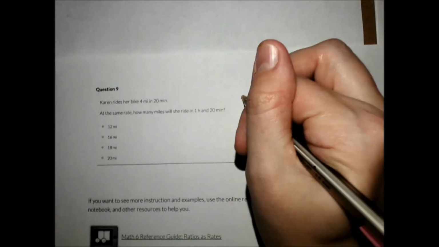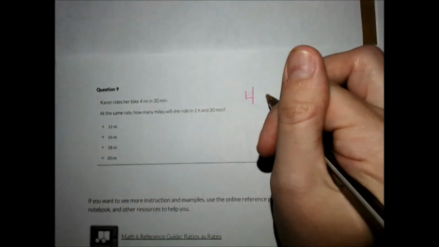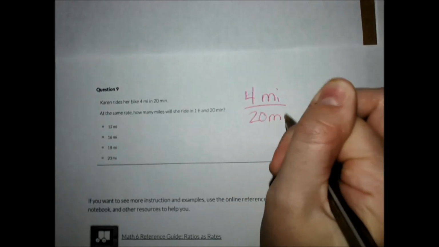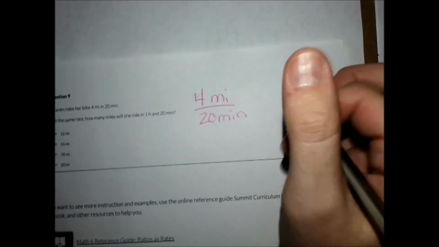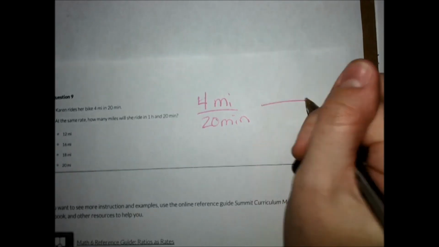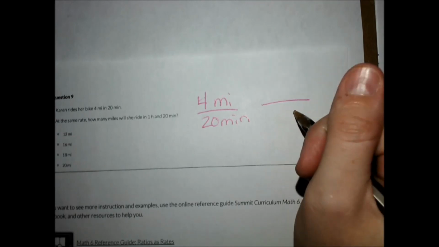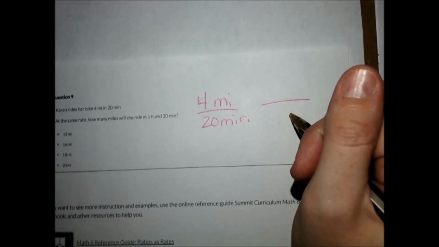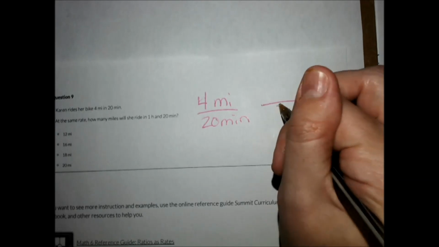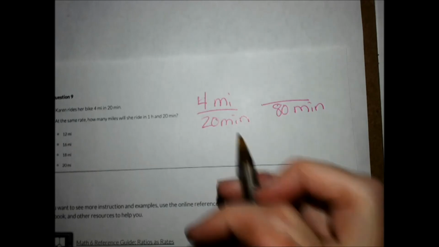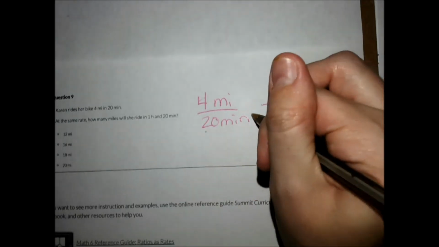Okay, and our last problem on this one. Okay, Karen rides her bike for 4 miles in 20 minutes. At that same rate, how many miles will she ride in 1 hour and 20 minutes? Now I'm going to rewrite that as just minutes. So I know that 1 hour is 60 minutes, 20 more, that's 80 minutes. So I think in my head I have to multiply 20 by what to get 80?